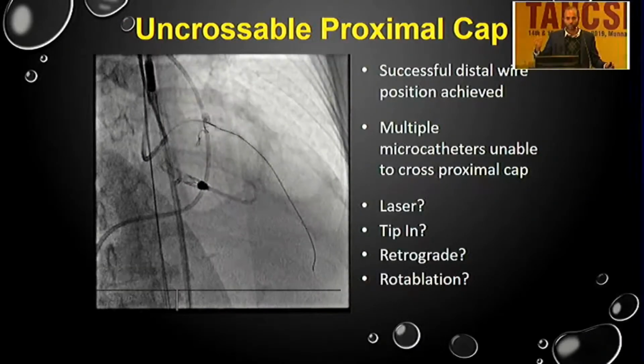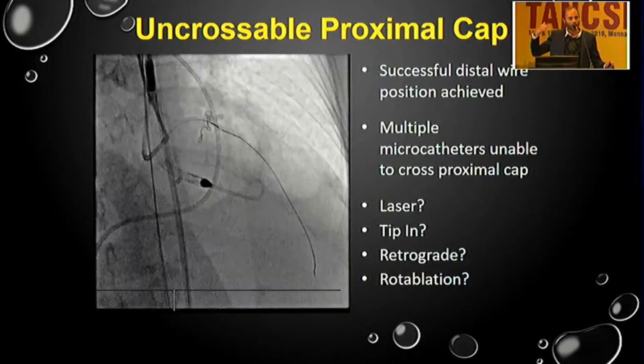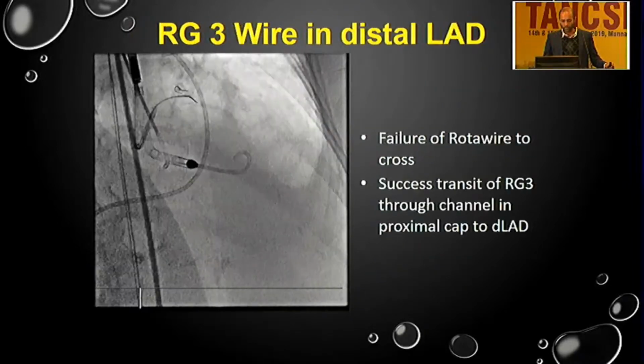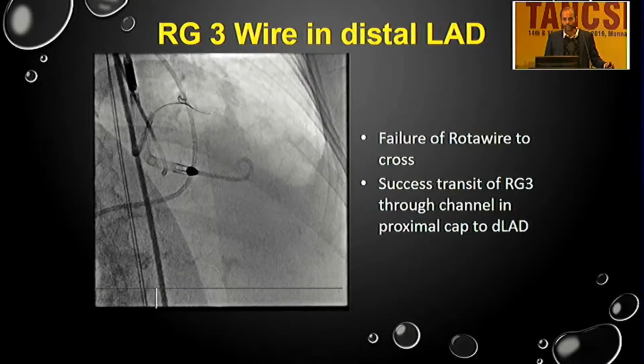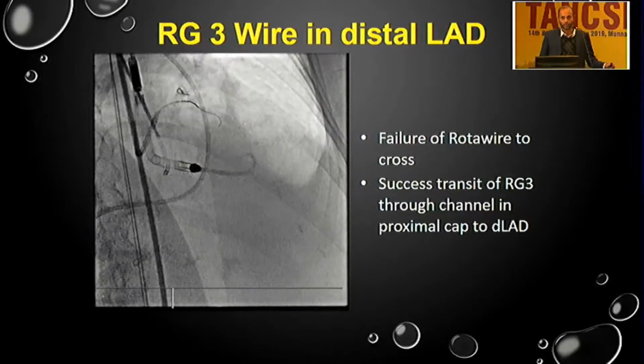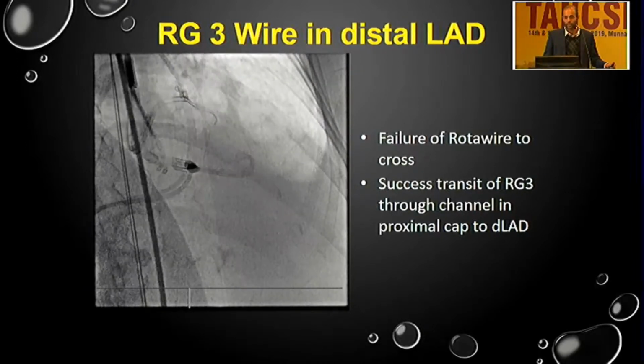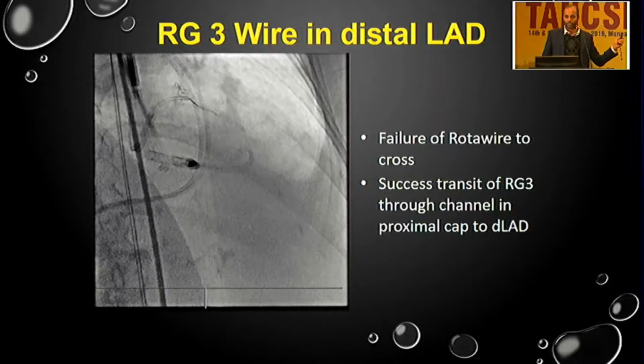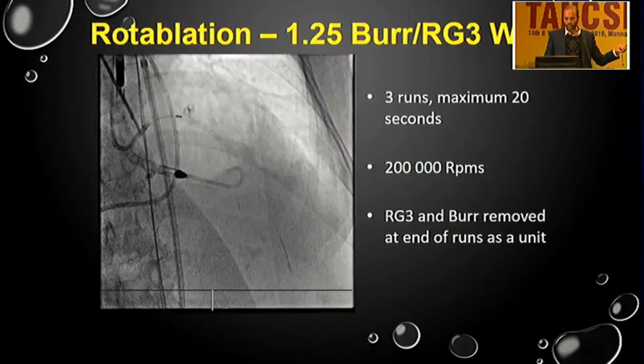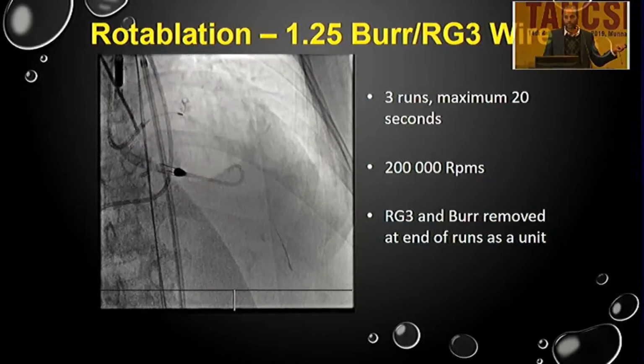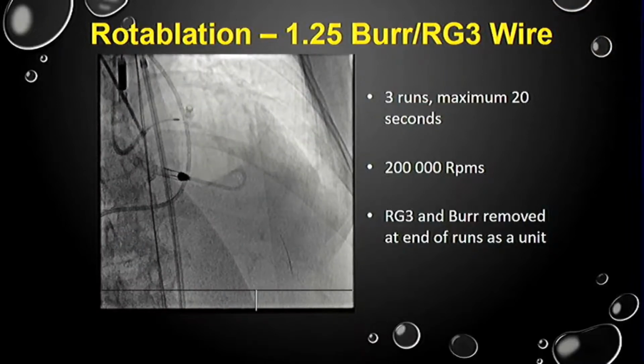Now comes the problem. Wire's across, device won't go across. So what do we do? Again, there are lots of options for this, the first being increasing backup. None of that worked, so finally we had to take it out. Rota wire wouldn't go, so we had to rewire it with an RG3 wire. The prior channel of the wire was enough to get the RG3 across, and we did something that's off-label, which is rota over an RG3 wire.